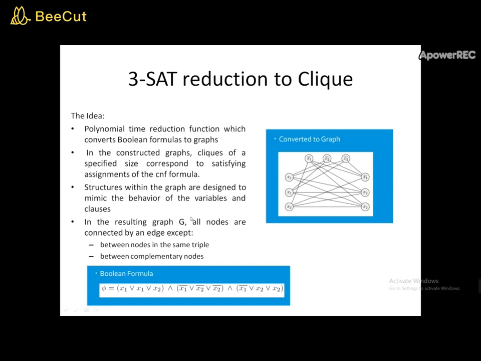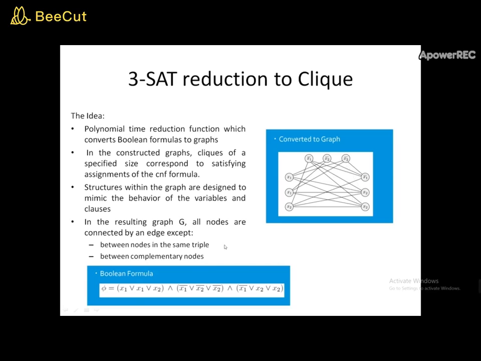Next, between complementary nodes, you are not supposed to draw edges. That is, between x1 and x1 bar, no edge. Similarly, between x2 and x2 bar, you should not draw an edge. And between x2 and x2 bar here also, no edge. And between x1 bar here and x1 bar here, no edge. And x2 here and x2 bar, you cannot draw an edge. Then x2 and x2 bar here also you cannot draw an edge.